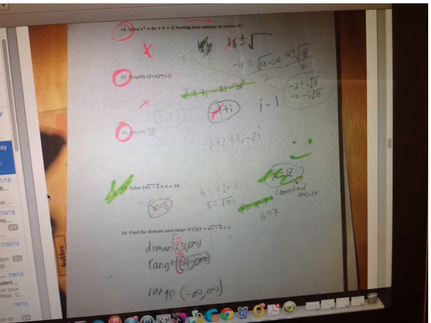Okay, so for this problem here, this isn't totally right, and you're making a sloppy error. And my hint would be this: 3 plus 9 over 3.